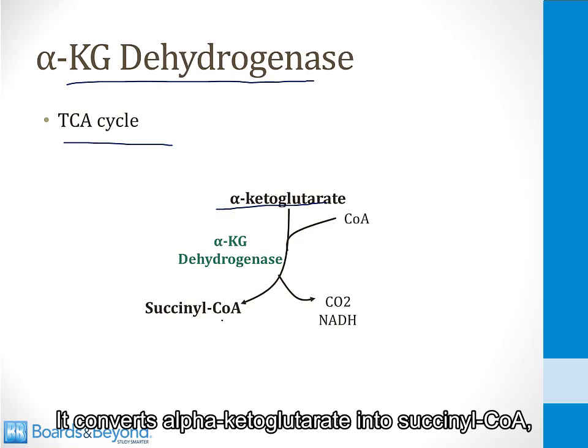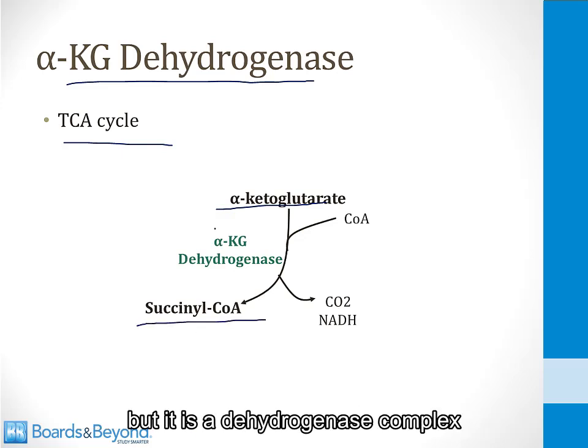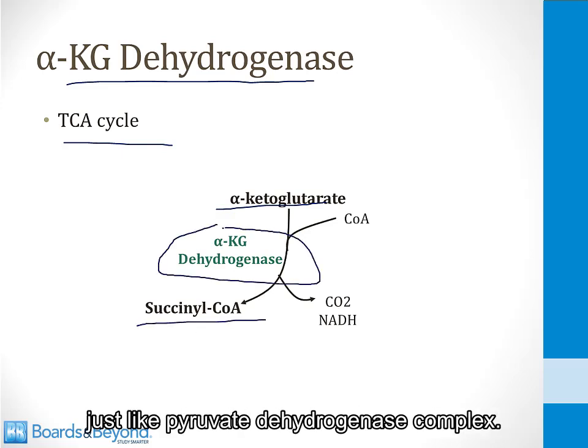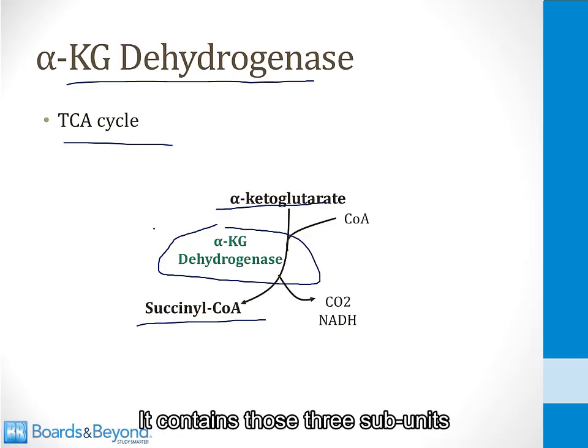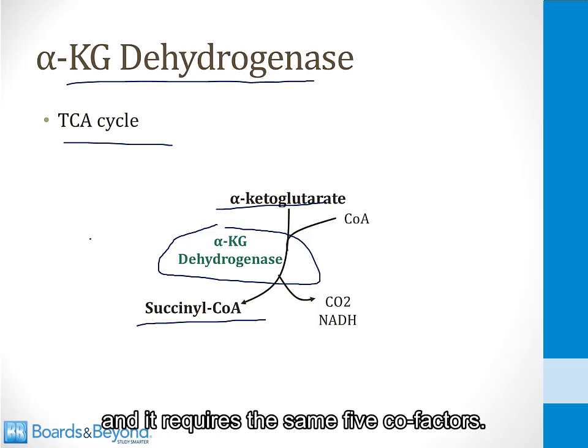Alpha-ketoglutarate dehydrogenase is part of the TCA cycle. It converts alpha-ketoglutarate into succinyl-CoA, but it is a dehydrogenase complex just like pyruvate dehydrogenase complex. It contains those 3 subunits, and it requires the same 5 cofactors.